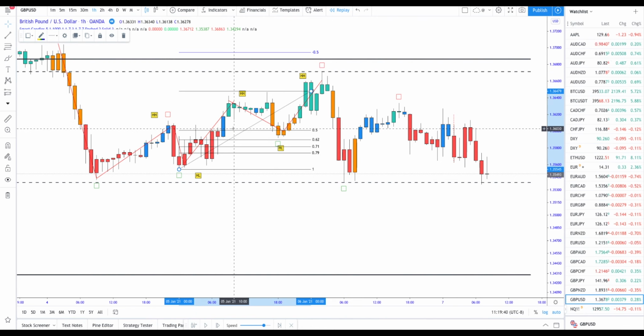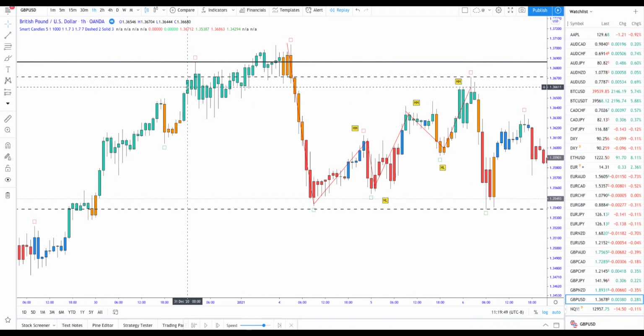So again, this is going to be useful if you're having trouble identifying market structure or you're unsure. This is an additional tool to help you identify those movements.